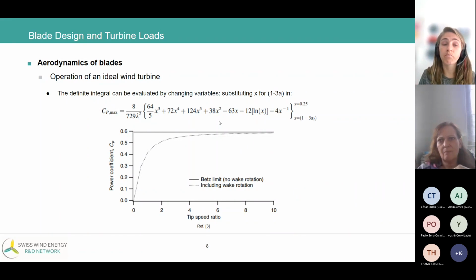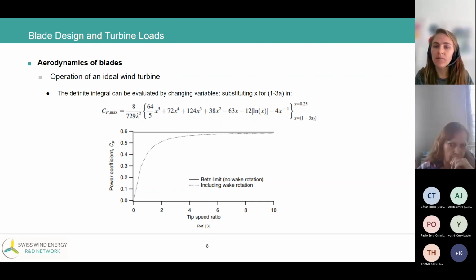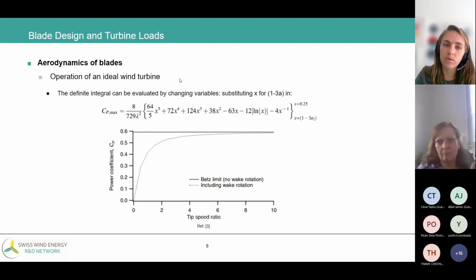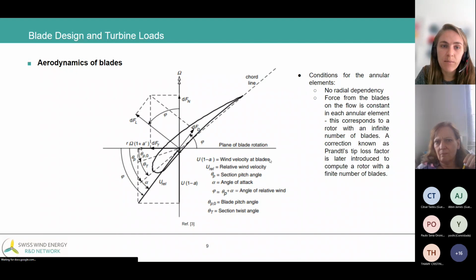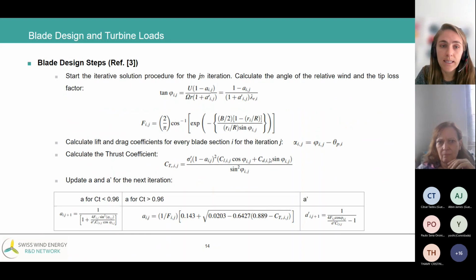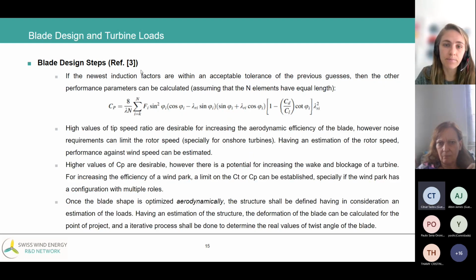Here was just to show that, okay, we have Betz's limit, but even Betz's limit is not the right one to use. We need to at least consider the wake rotation. Then, for example, once we go here, I was following that book to more or less do a step by step on the blade design.